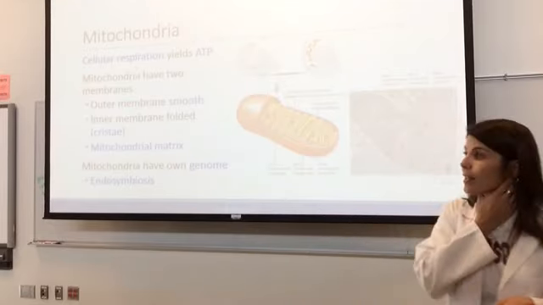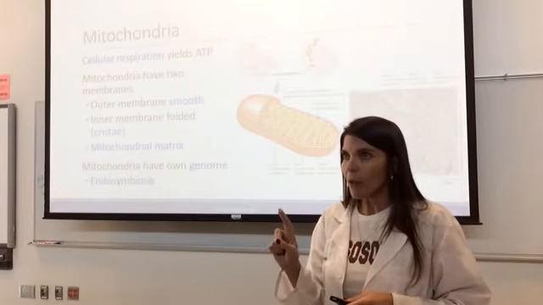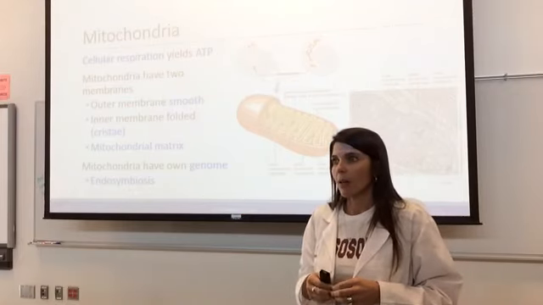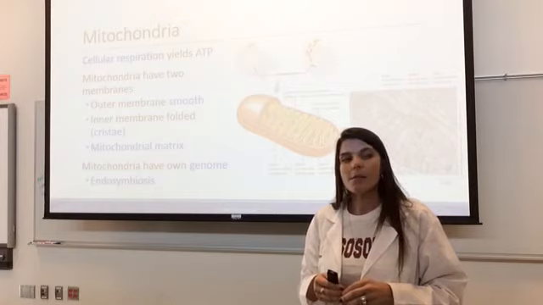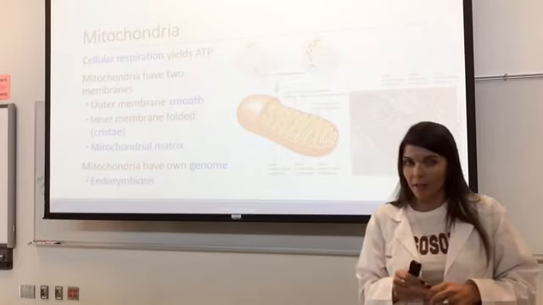Prokaryotic. It was a prokaryotic cell. We believe that the mitochondria at one point in time was a bacteria. Do you know what the first type of life on Earth is hypothesized to be? No. Prokaryotic cells, bacteria.